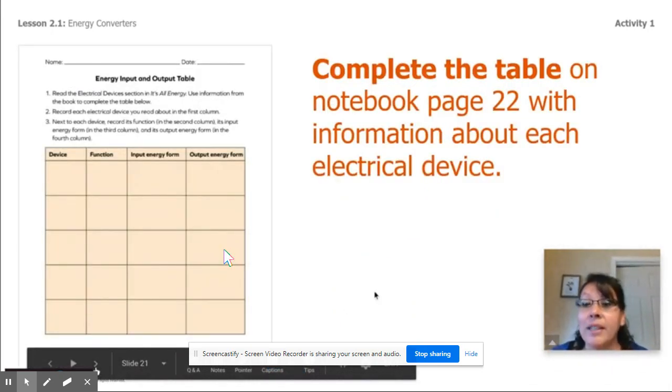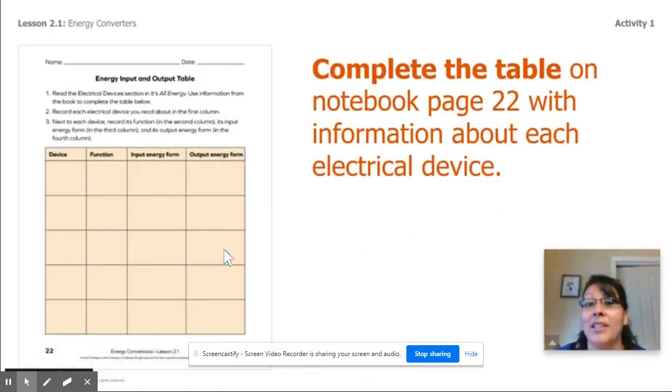If you have your investigation notebooks, I'm going to ask you to complete the table on page 22. If you don't have it, it's not a big deal. You can just make this device right here. You can go back on the other part of the video and stop it. Every single device that we saw, the stove, the fan, all of those need to go in the devices column.